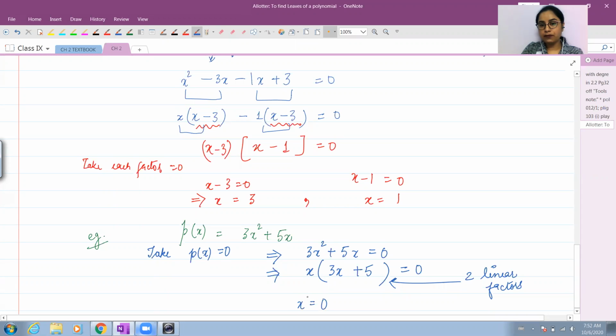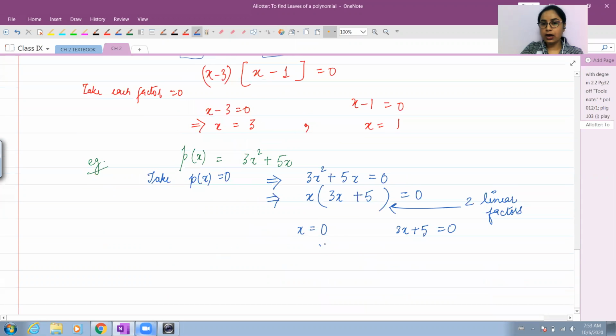So taking the first factor equal to 0 and taking the second factor equal to 0, you will get two values of x. So one is as such x equals to 0. From the second factor, you get x equals to minus 5 by 3. So these are the two zeros for this particular polynomial.